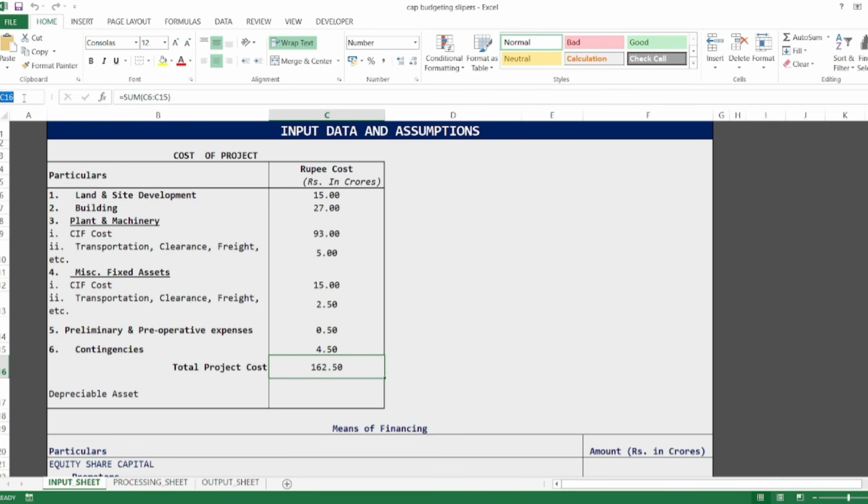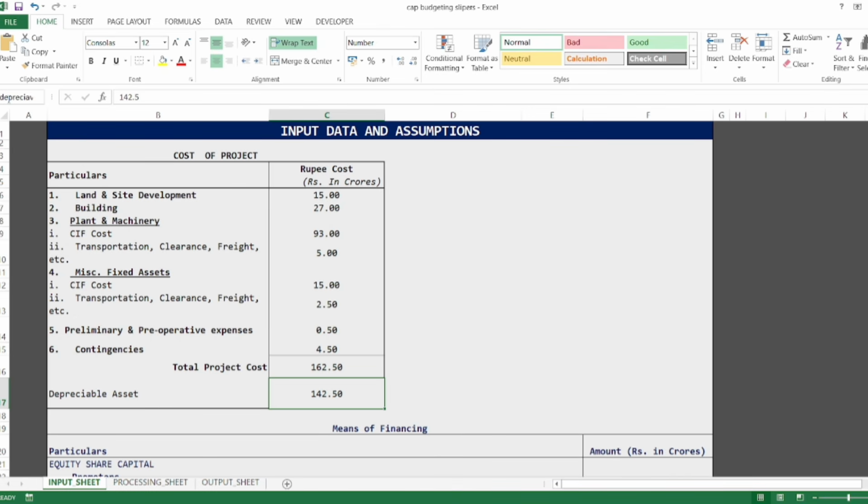So in the input sheet, before writing and calculating the question here, we'll change the names of a few cells for which we will be doing referencing in our processing sheet. So we'll change the name of total project cost to project cost. You'll go here where the cell name is given and rename it. Same with depreciable asset: write the value 142.50 and change the name by clicking on that and renaming it.